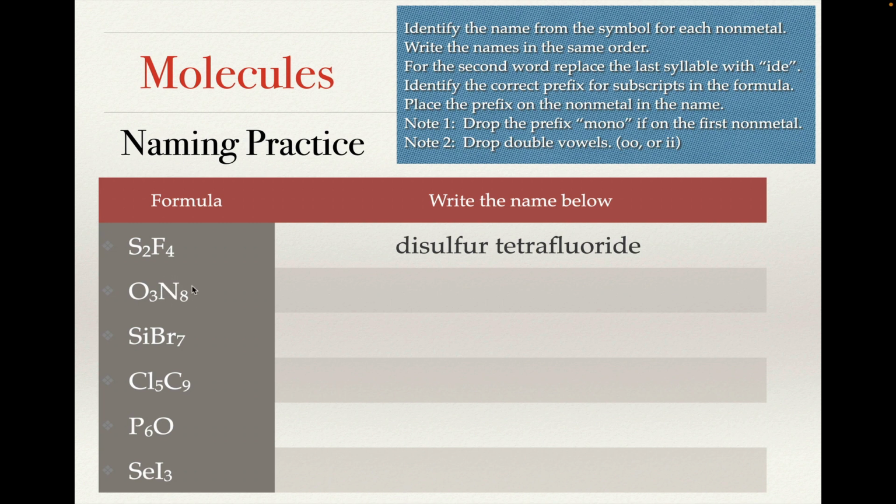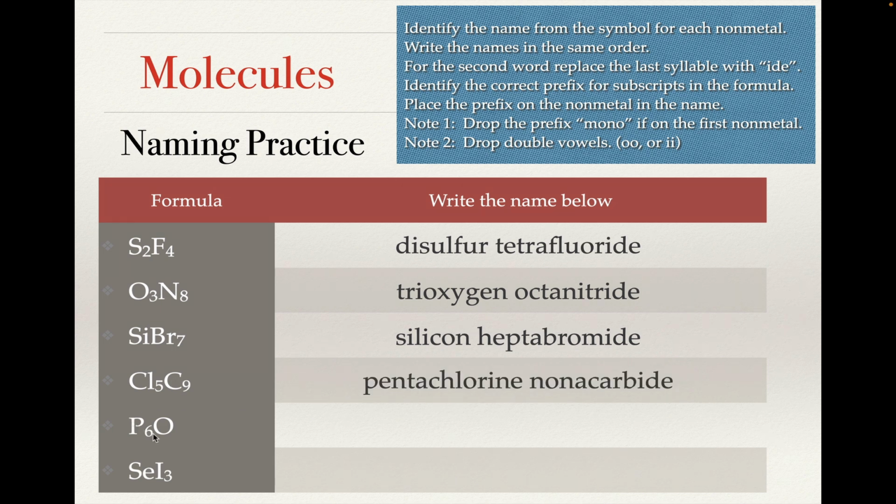So I changed nitrogen to nitride, and I would use trioxygen octanitride. Here I have 1 silicon and 7 bromines, so I'd have silicon heptabromide. Notice how I don't put the prefix mono on the silicon. Now I have 5 chlorines and 9 carbons, so I'd have pentachlorine nonacarbide.